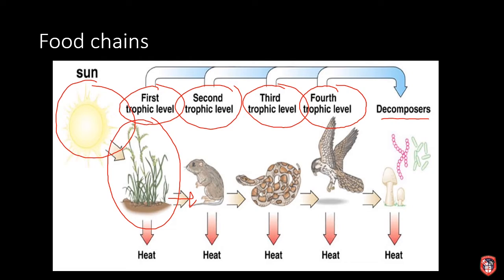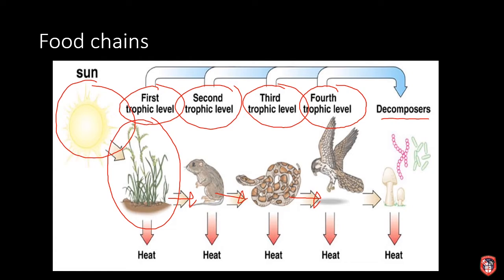So we're saying that energy, of course, comes from the sun, it's taken in by the plants, they make food. That food gets passed on to the next animal, it gets passed on to the next one, passed on to the next one. And when they all die, of course, they get broken down by these decomposers.